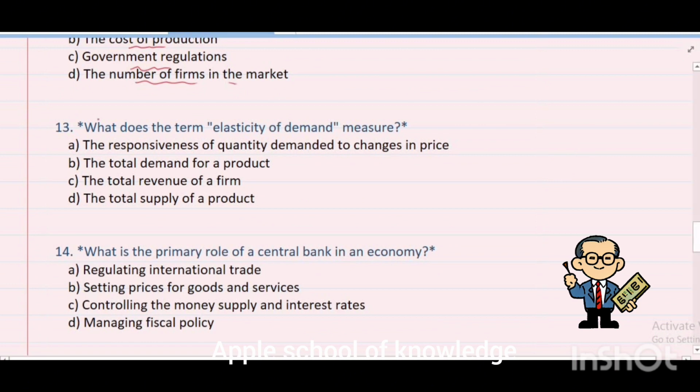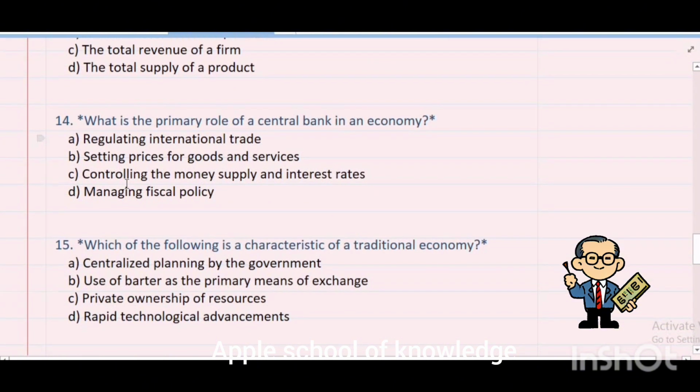Now MCQ number 13. What does the term elasticity of demand measure? The responsiveness of the quantity demanded to changes in prices is actually the definition of elasticity of demand. So elasticity of demand measures the responsiveness of the quantity demanded to changes in prices. Okay, so option A is the correct one.